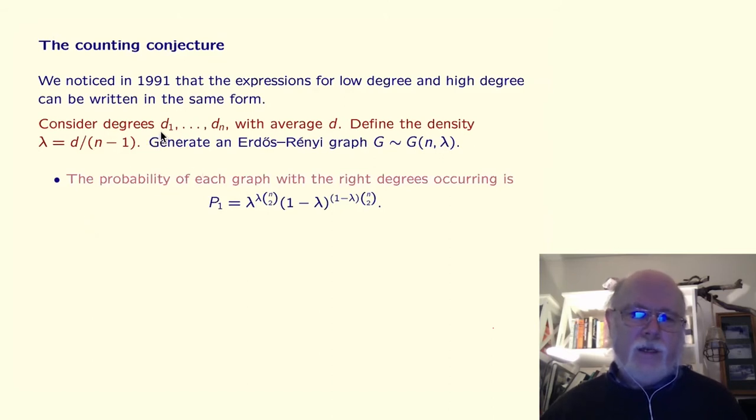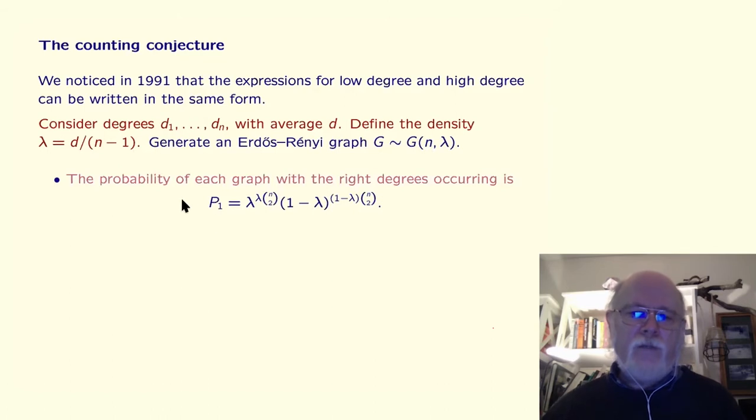Let's think about a degree sequence d1 up to dn, so di is the degree of vertex i, and the average degree is d. As before, the density is the average degree over n minus 1. That's a number between 0 and 1. And let's take an ordinary Erdős–Rényi graph G(n, lambda). So lambda becomes the edge probability.